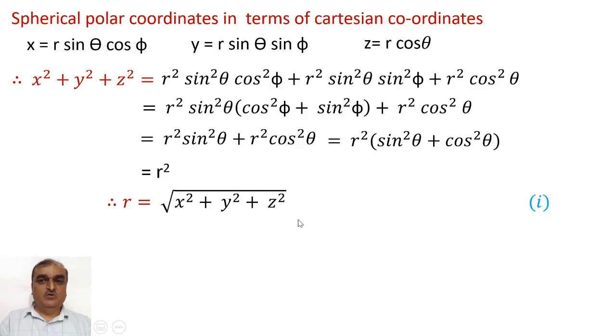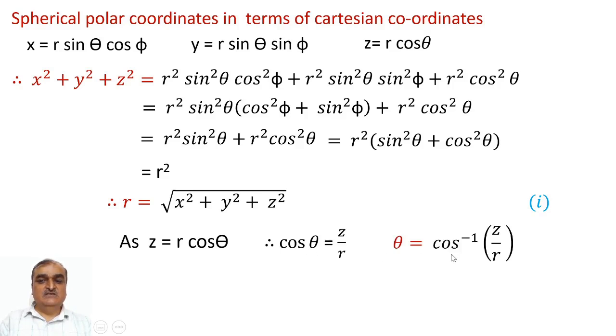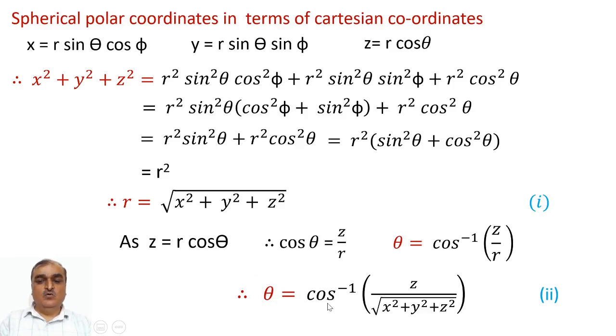Let us obtain the equation for the second coordinate. For this, consider the third equation, Z is equal to R cos theta. Therefore, we may write cos theta is equal to Z upon R. Therefore, theta is equal to cos inverse of Z upon R. But R we have already derived in terms of X, Y, Z. Substituting this value of R here, we get theta is equal to cos inverse of Z upon square root of X square plus Y square plus Z square. This is the second spherical polar coordinate in terms of Cartesian coordinates X, Y, Z.